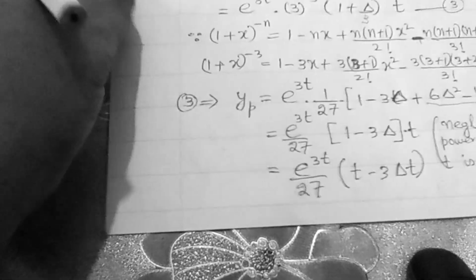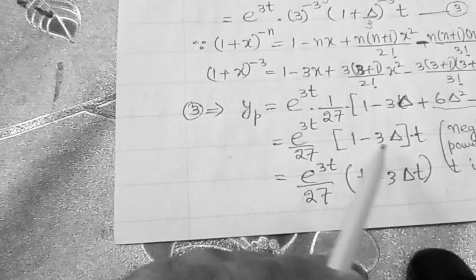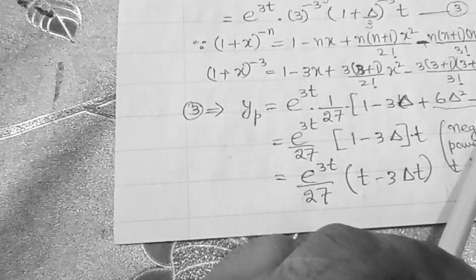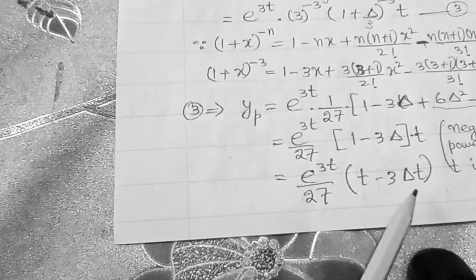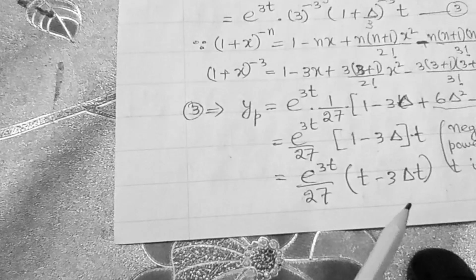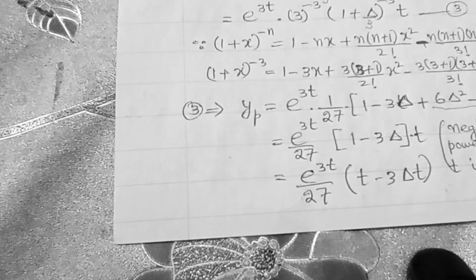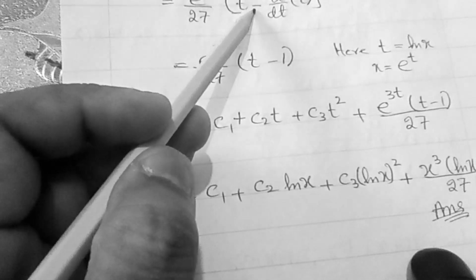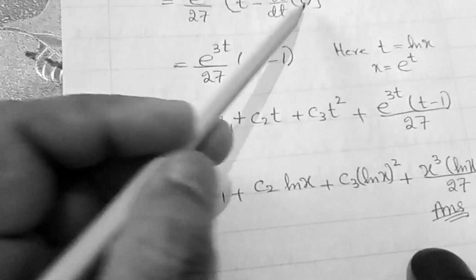Only we will take two terms, that is 1 minus 3 delta into t, and due to the linear power of t, the delta cube and delta square will be neglected. We know that delta is the differential in terms of t, so the derivative of t with respect to t will be 1. 3 into 1 would be 3. So the solution of this differential equation will be here exponential 3t upon 27 into t minus d upon dt of t, that is 1.